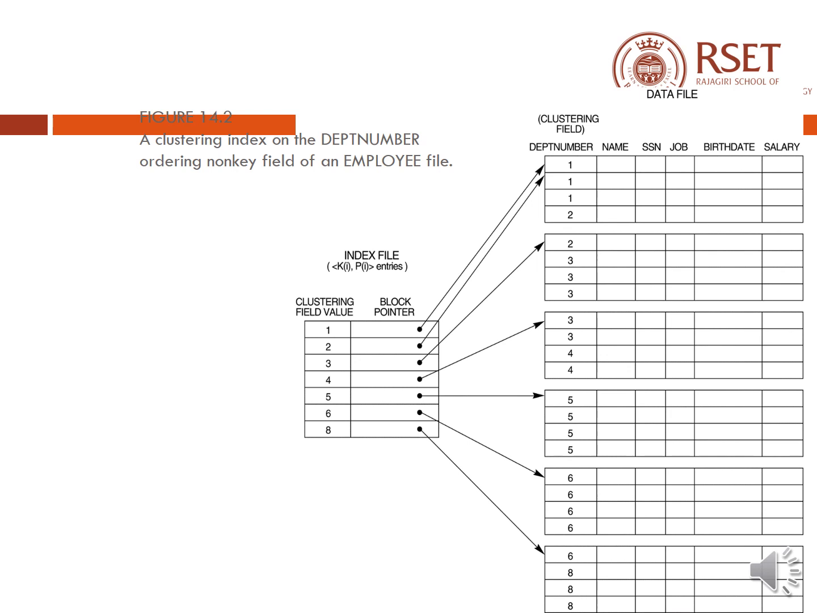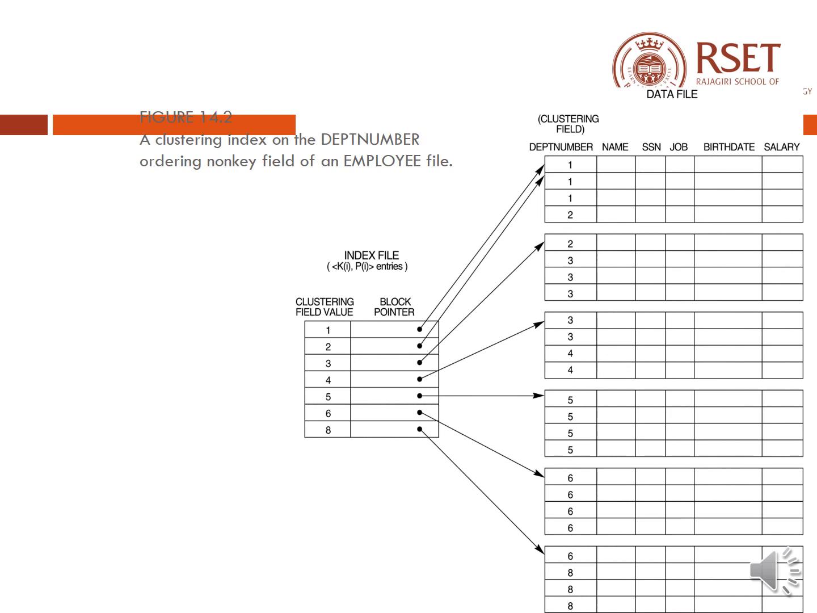For each cluster, we will have a block pointer. One is pointing to this one. What about 2? 2 is actually starting in this block itself, that's why it is pointing to the same block. 3 is starting in this one, that's why it is pointing to this one. 4 is starting in this one. So it is nothing but clustering we are doing. It is also sparse, since for each entry I don't have an index.